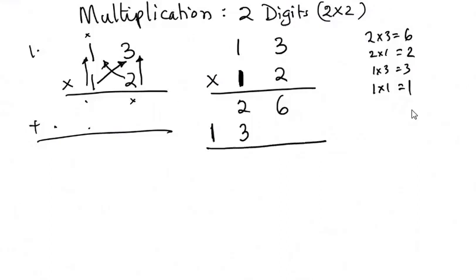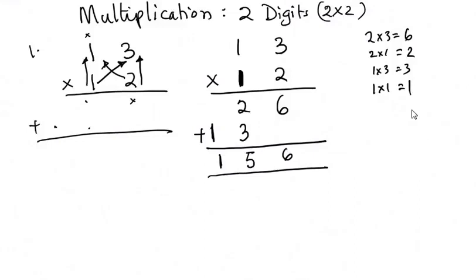So the next thing we do, we're going to add. There's nothing under 6. It's as if you are saying 6 plus 0, and 2 plus 3, and 1 plus 0. So we have 156. 6 plus 0 gives us 6, 2 plus 3 gives us 5, and 1 plus 0 gives us 1. So 13 times 12 gives us 156.